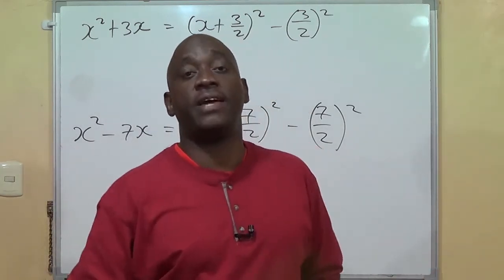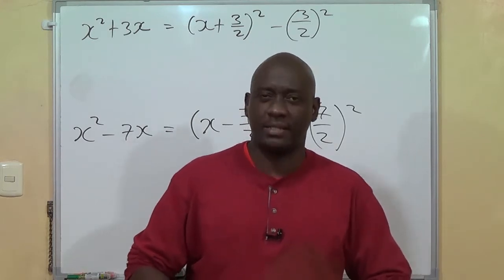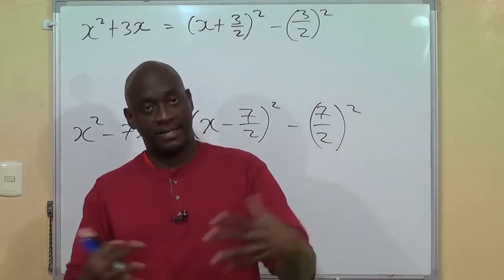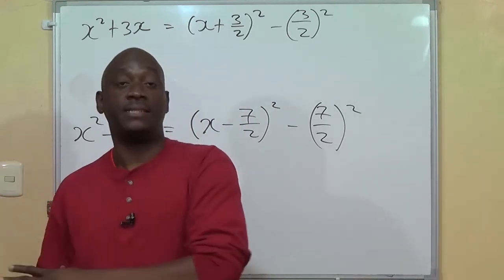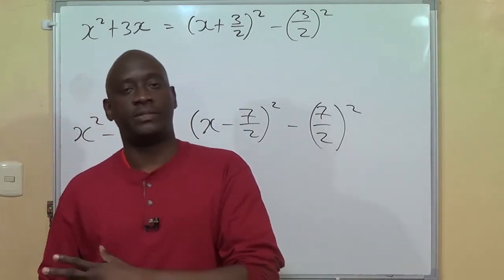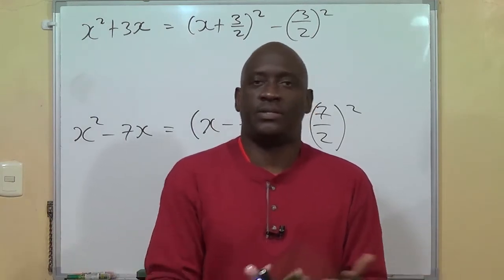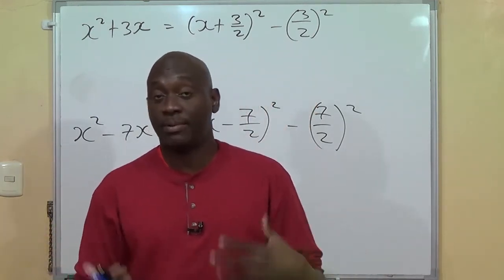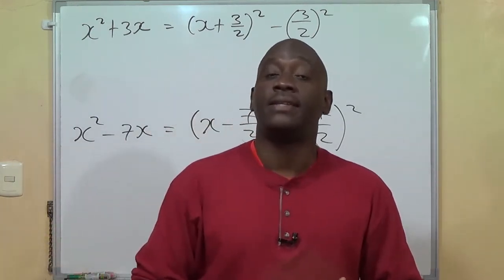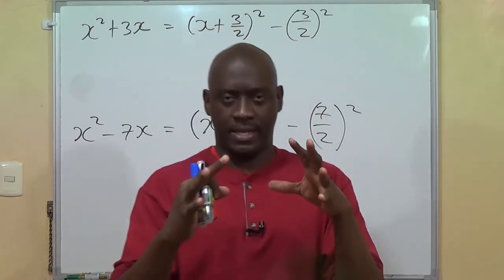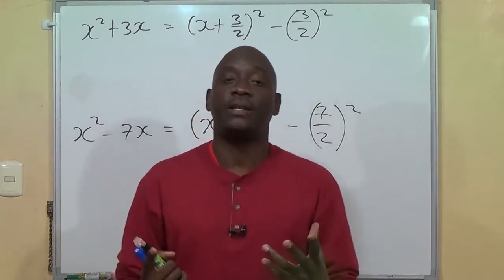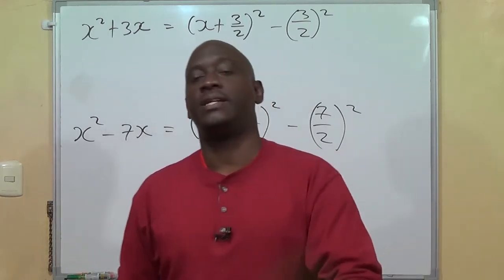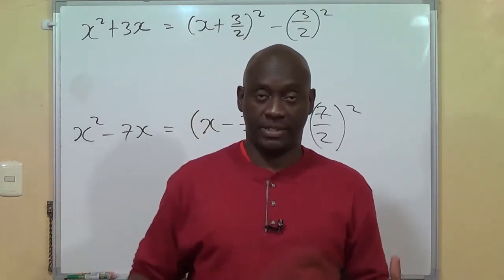So for example, if we have x squared minus 99x, that would simply be (x minus 99 over 2), all in brackets to be squared, minus (99 over 2) in brackets to be squared. If we have x squared plus 239x, then that will be written as (x plus 239 over 2), all in brackets to be squared, minus (239 over 2) in brackets to be squared.